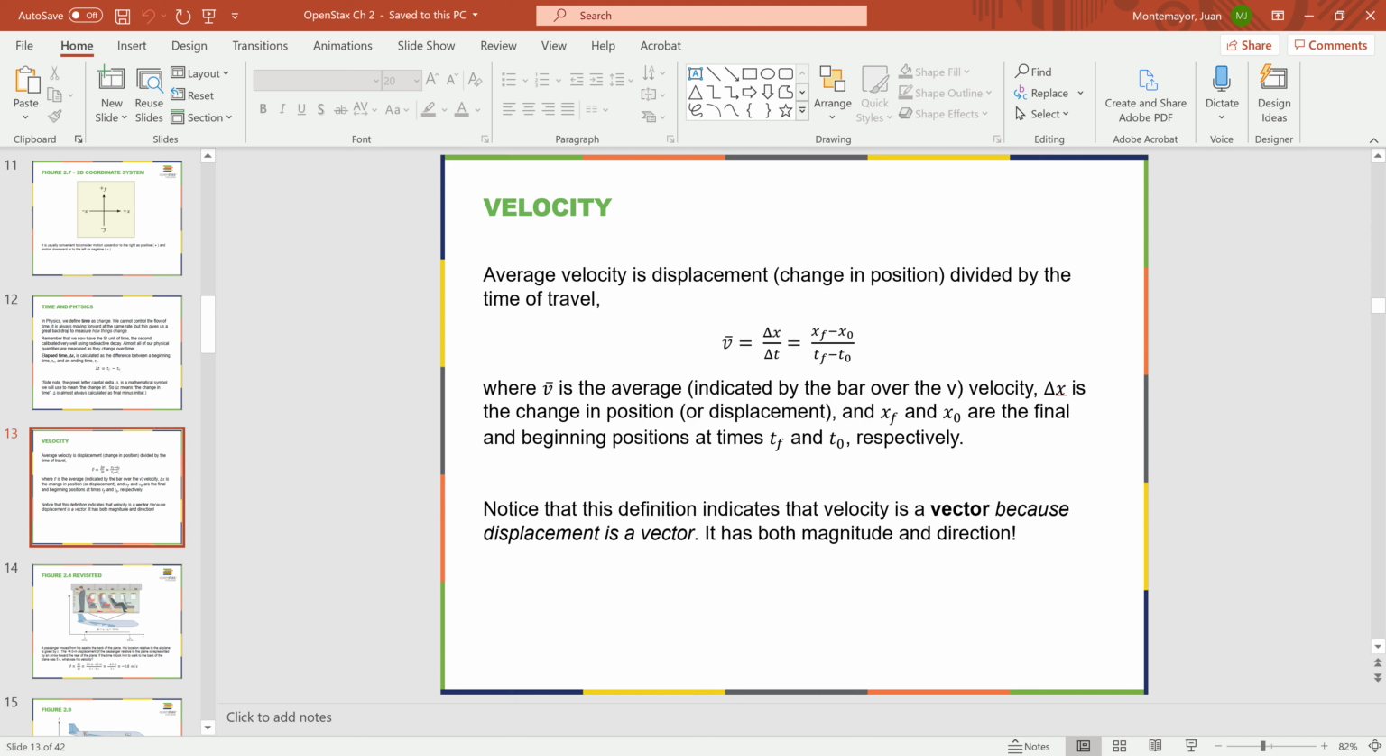And that gives you these equations, the ones that we just went over. It's easy to substitute the ones that we know are equal to those delta x and delta t. So we know that delta x is x final minus x initial, and delta t is t final minus t initial. Notice that this definition indicates that velocity is a vector because displacement is a vector. It has both a magnitude and a direction. So velocity is a vector.